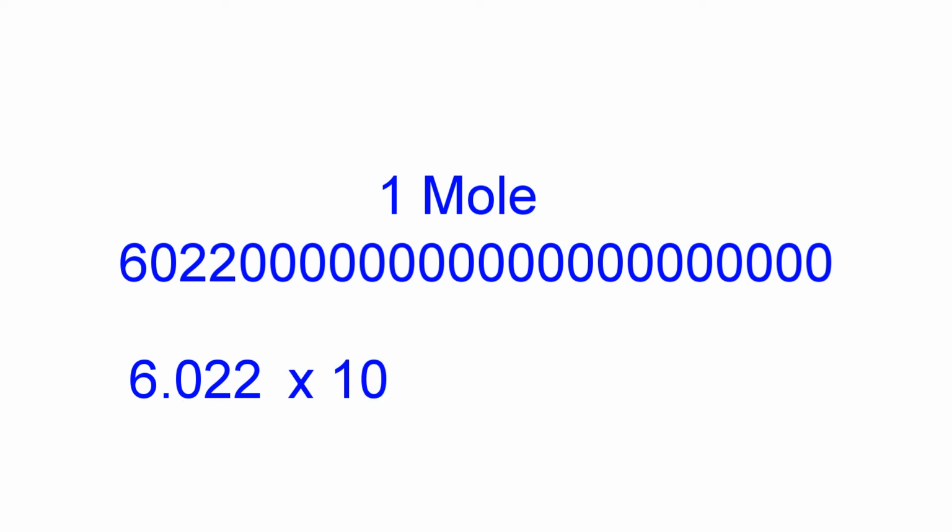Now we add the notation times 10, and to determine the exponent of 10, we draw our line and count the decimal places to the right, and there are 23 decimal places. So our exponent will be 23. Here we can clearly see why scientific notation is a simpler way of working with large numbers.